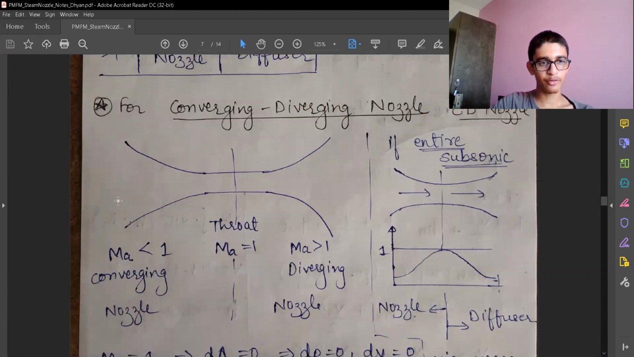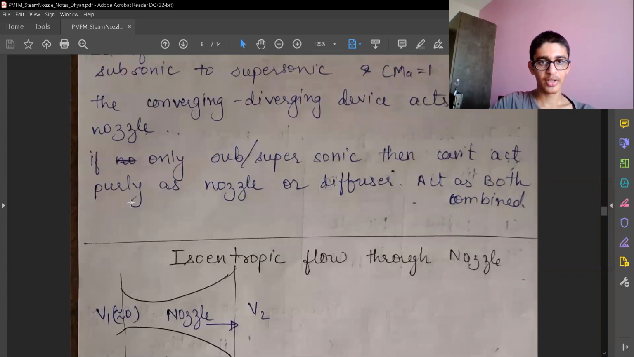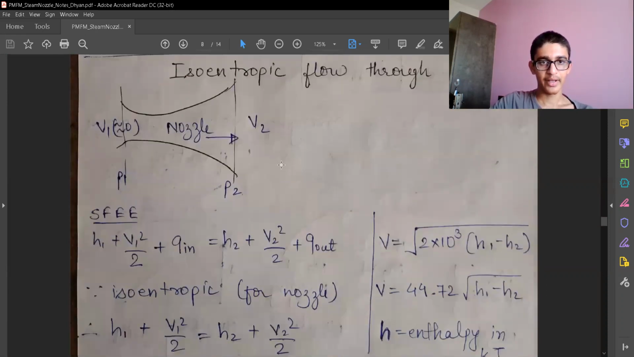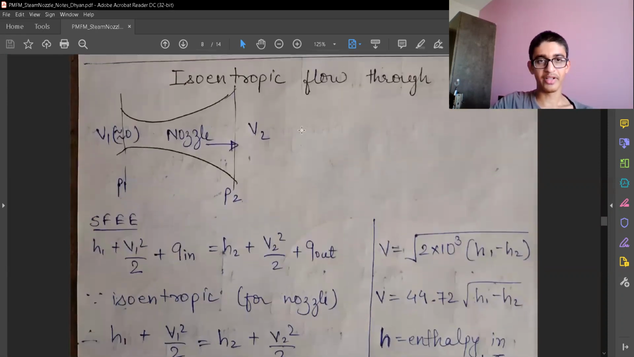So the requirement is that the flow should change from subsonic to supersonic in our flow regime. And if only subsonic or only supersonic flow is there in the complete flow regime, then we cannot have purely a nozzle or a diffuser. It will be acting as both, combined nozzle plus diffuser. Okay, we'll stop over here.